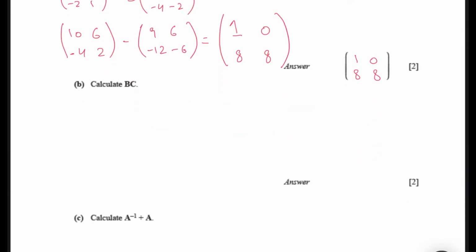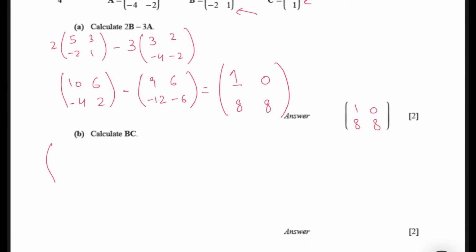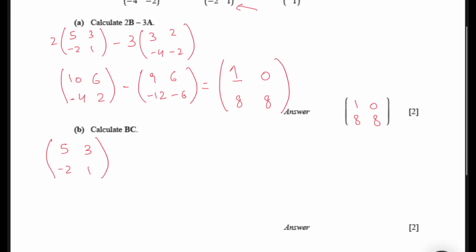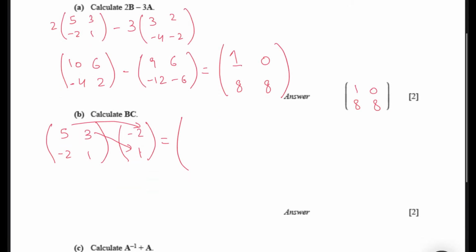The next part says calculate BC. We need to multiply this with this matrix. So let's do that. Let's write it down first. We have 5, negative 2, 3 and 1, which is the matrix B, and then we have negative 2 and 1, which is the matrix C. Okay, so when we multiply, 5 gets multiplied with negative 2, and then 3 gets multiplied with 1. So let's do that first.